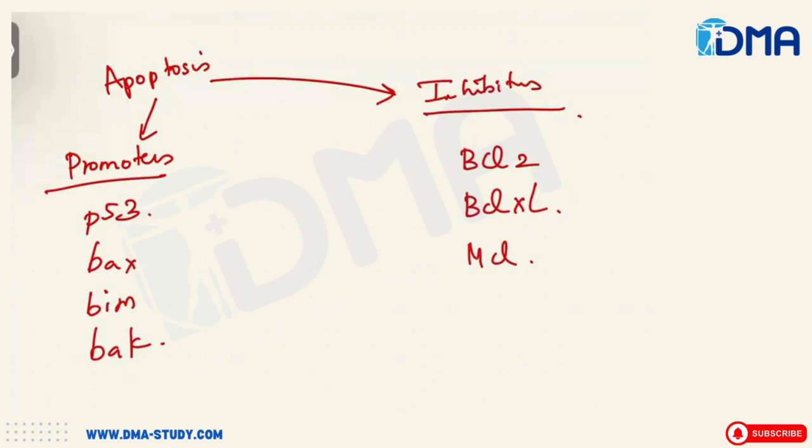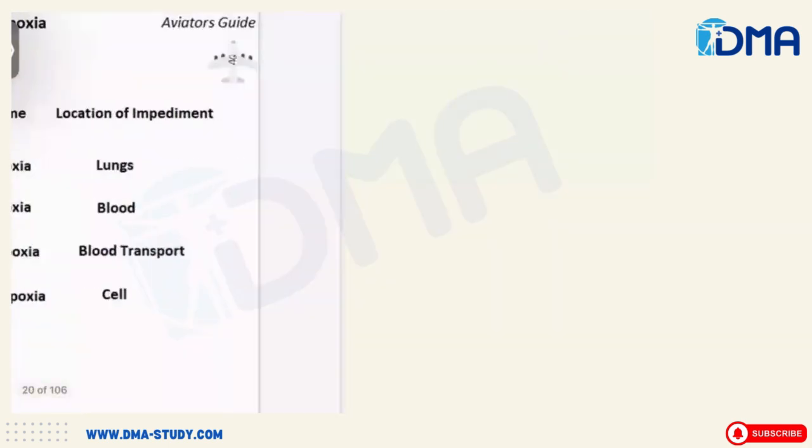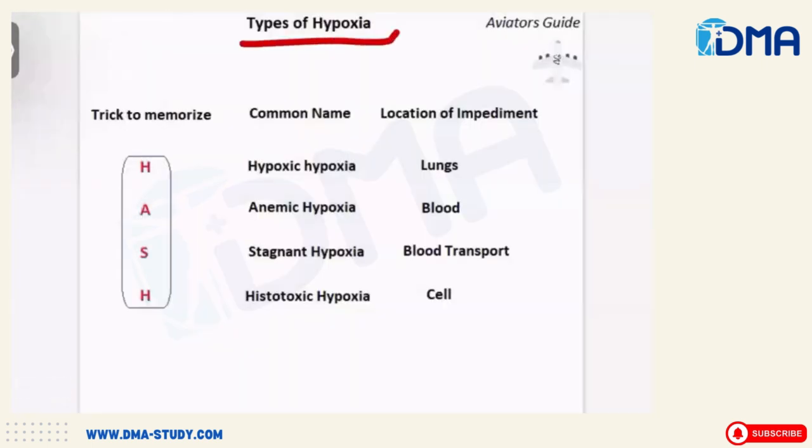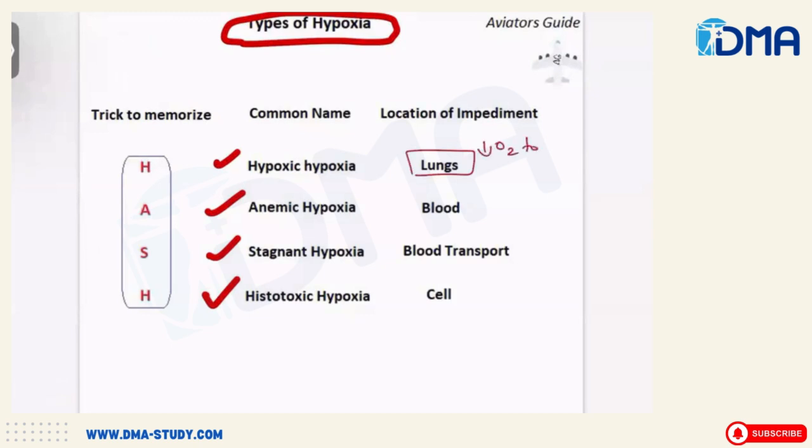Another topic in this chapter would be calcification. Before that, we spoke about hypoxia, right? Different types of hypoxia: hypoxic hypoxia, anemic hypoxia, stagnant hypoxia, and histotoxic hypoxia. What is hypoxic hypoxia? Whenever there is a problem with the lungs, there will be reduced oxygen to the body. There, hypoxic hypoxia happens. In anemic hypoxia, there will be reduced hemoglobin or reduced RBCs. The oxygen carrying capacity of the blood will be less, hence leading to anemic hypoxia.